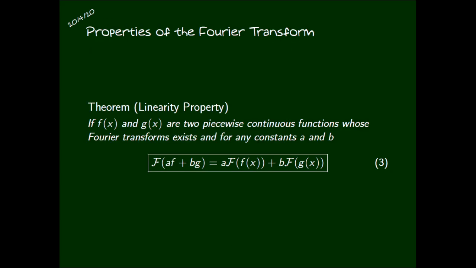Next is properties of Fourier transform. As in the case of Fourier sine and cosine transform, first of all we discuss the linearity property. If f of x and g of x are two piecewise continuous functions whose Fourier transforms exist, and for any constants a and b, Fourier transform of af plus bg is equal to a into Fourier transform of f plus b into Fourier transform of g.